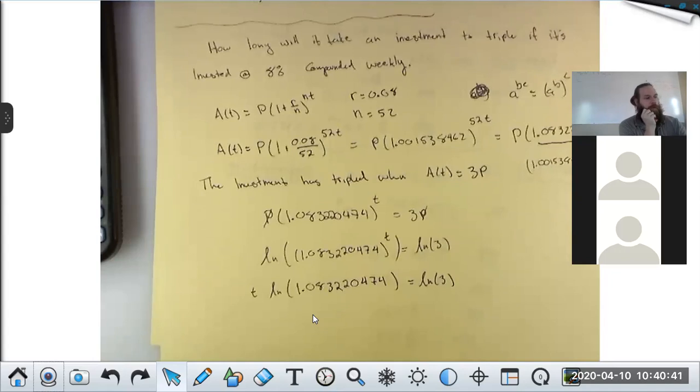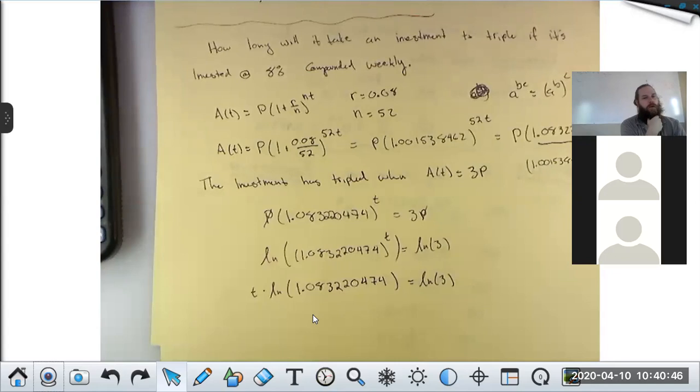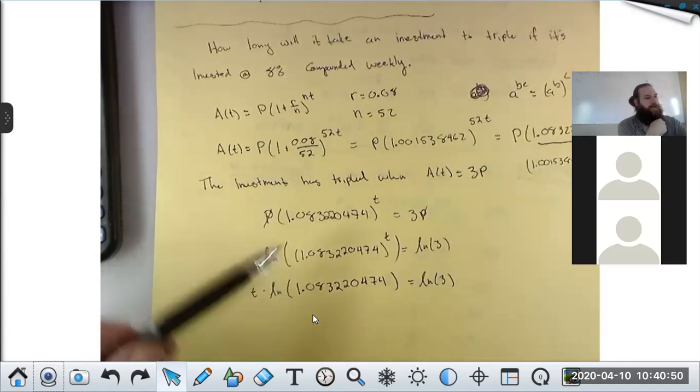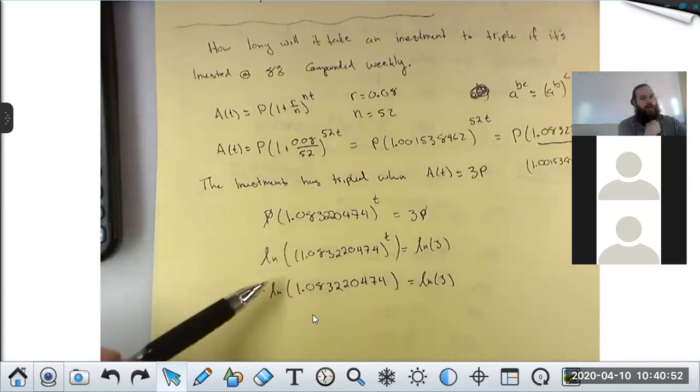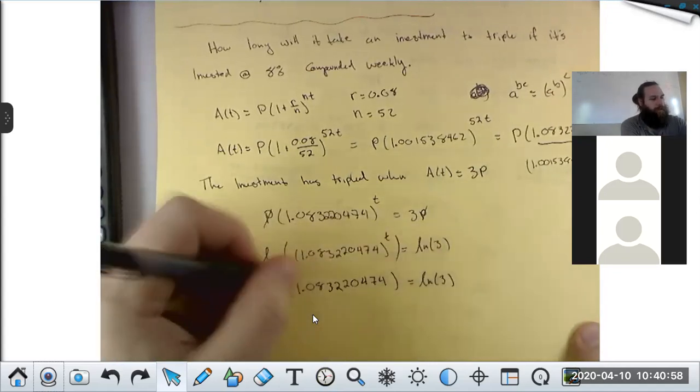So that was one of our properties of logarithms, right? That a logarithm of a power is the same as that power times the logarithm. And this is the magic. The log takes this exponential equation and turns it into this linear equation. So then finally, to finish things up, I divide both sides by this natural log.